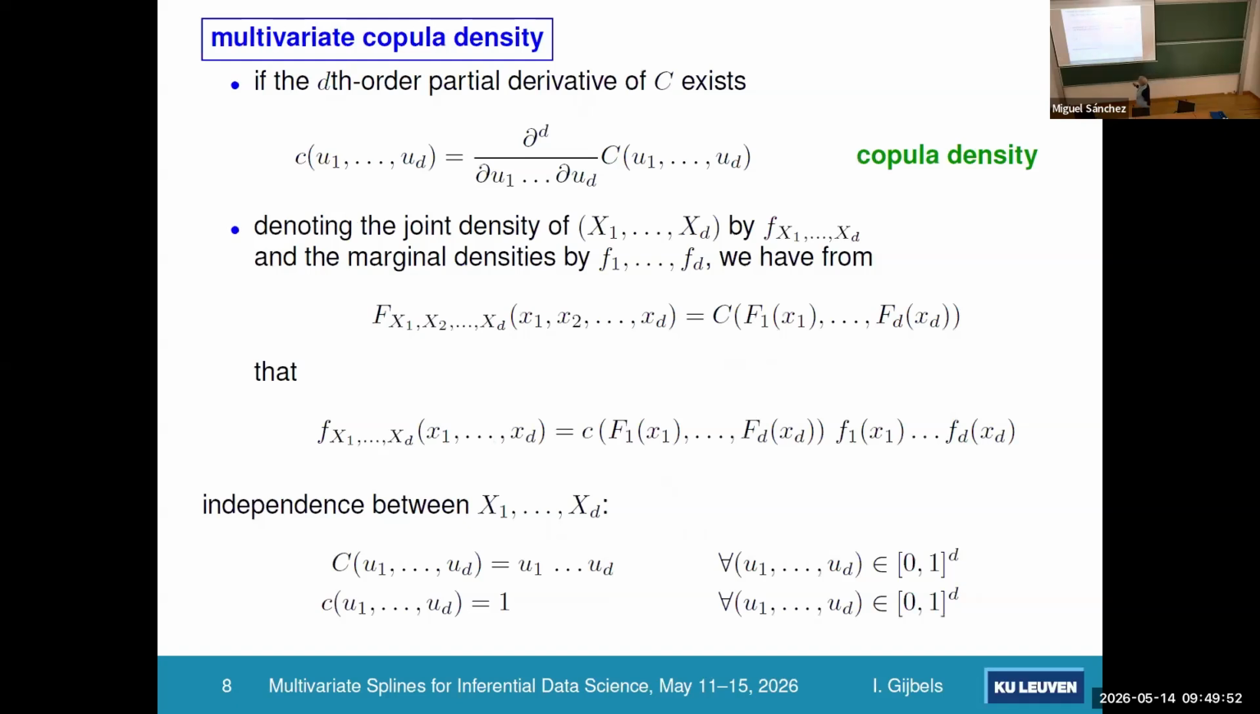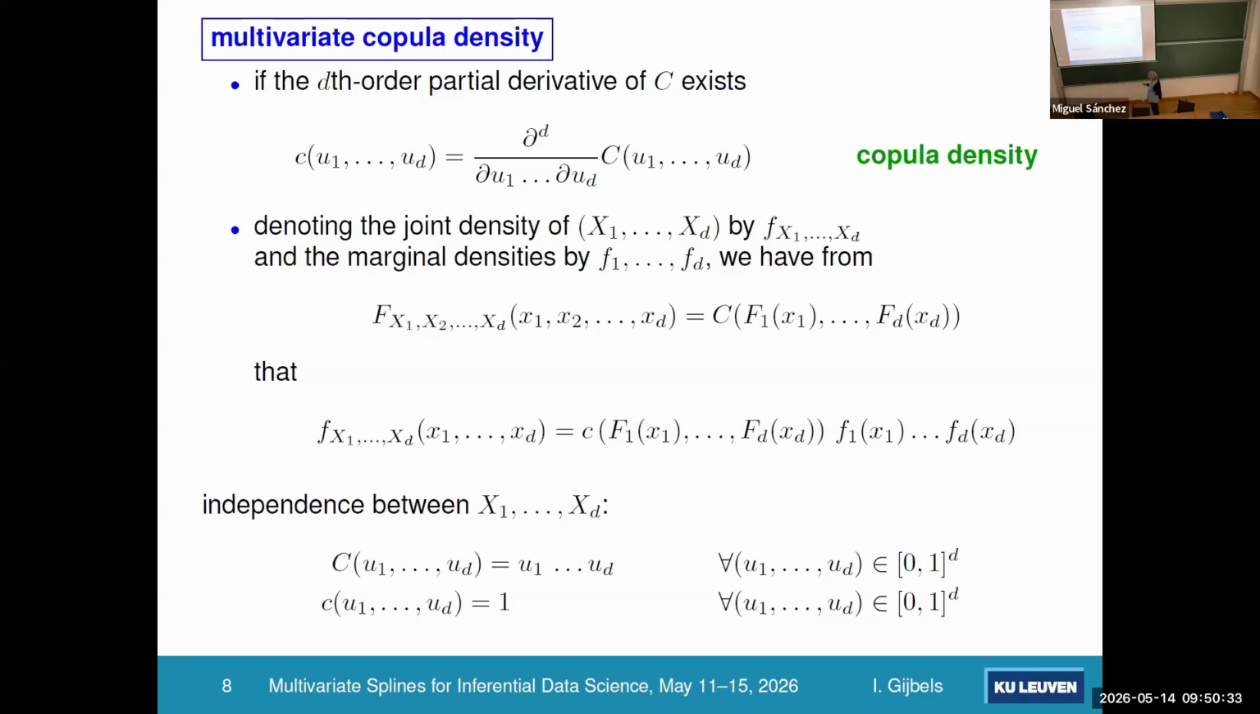Now, what about the following? If the dth order partial derivative of that copula exists, then you call that the copula density, right? Since we have this expression by Sklar's theorem, and if the dth order partial derivative exists, I take it from this side and from that side, and you get this. So the joint density function of x1 to xd is expressed in terms of the copula density, and the product of the marginal densities also comes in here because of the chain rule, right?